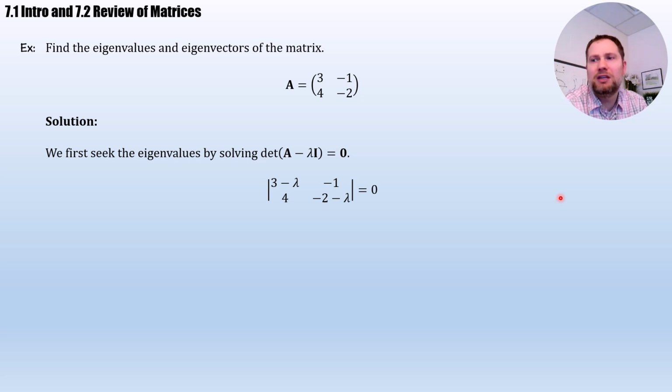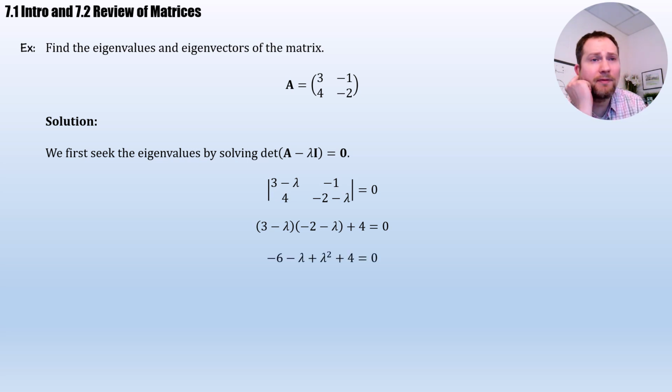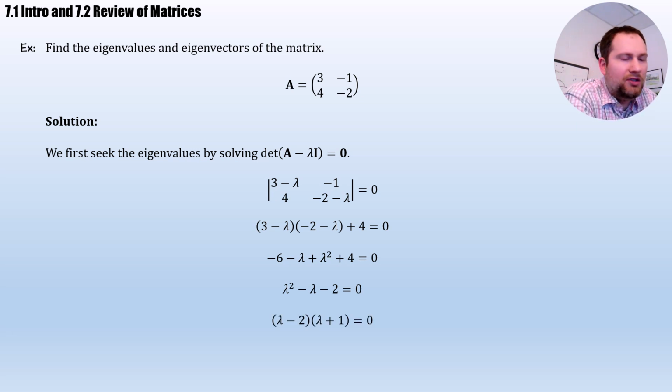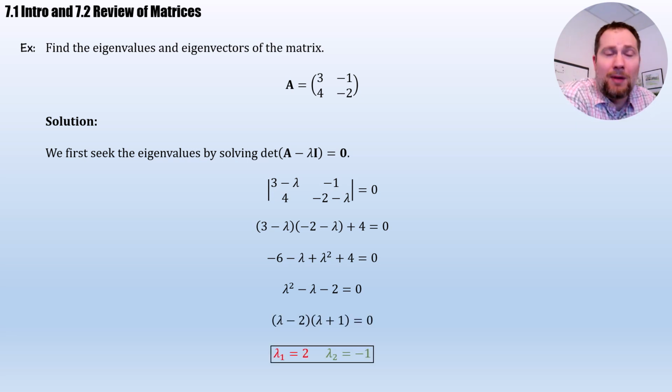As we go to take that determinant, what do we get? You remember how to do a 2x2 determinant? Just take the product along this diagonal, minus the product on this diagonal. Simplify, clean things up, and factor. We've given you one that factors nicely here. And so there we get two values that are possible for lambda.